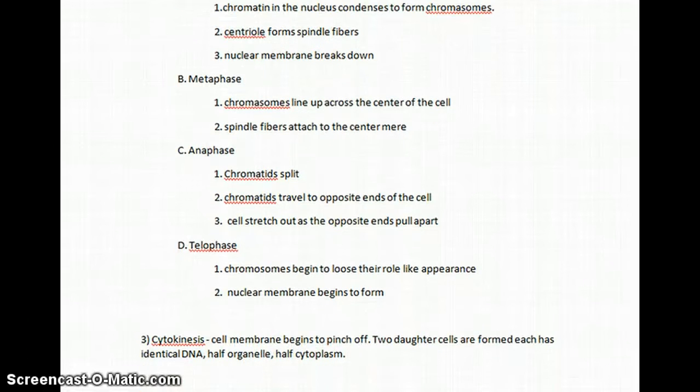The third step in the cell cycle is cytokinesis. The cell membrane begins to pinch off. Two daughter cells are formed, and each has identical DNA, half of the organelles, and half of the cytoplasm. The two daughter cells then begin interphase again, and the whole process repeats itself.